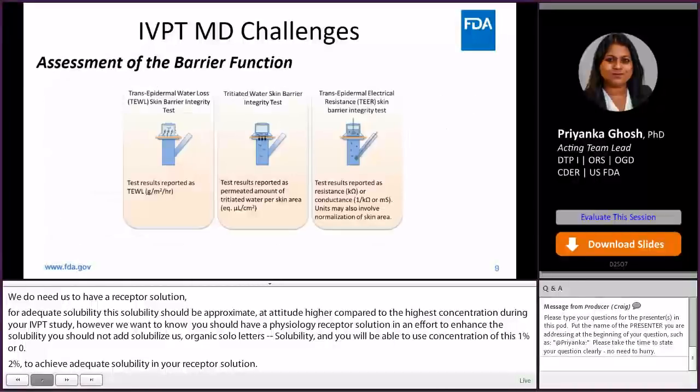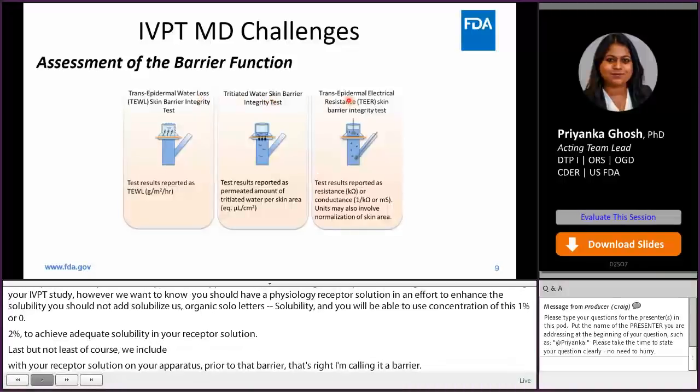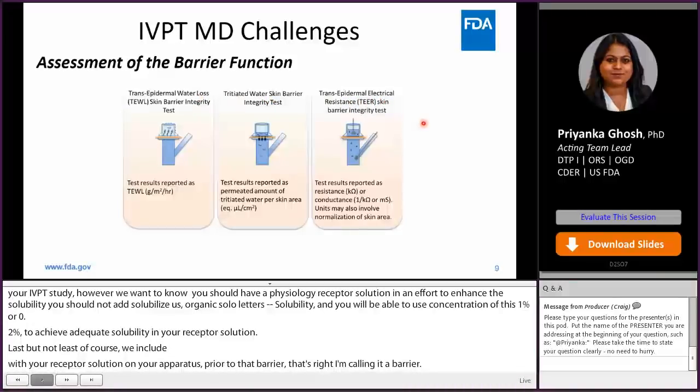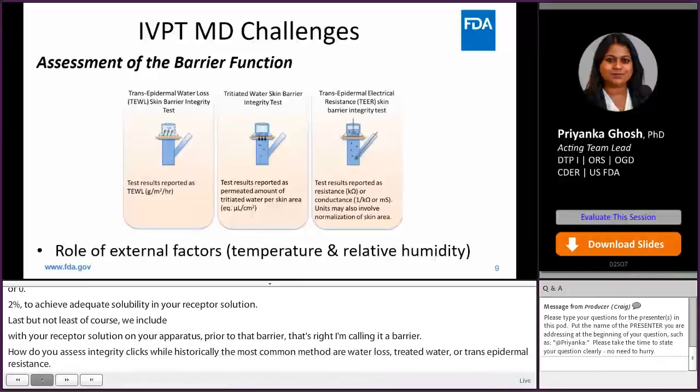Now, how do you assess integrity? Well, historically, the three most common methodologies are transepidermal water loss, tritiated water, or transepidermal electrical resistance. And some of the key considerations as you are measuring barrier integrity or selecting an apparatus for measuring barrier integrity is to remember that depending on the methodology or the apparatus that you select, external factors such as temperature and humidity may play a role in your barrier integrity assessments.